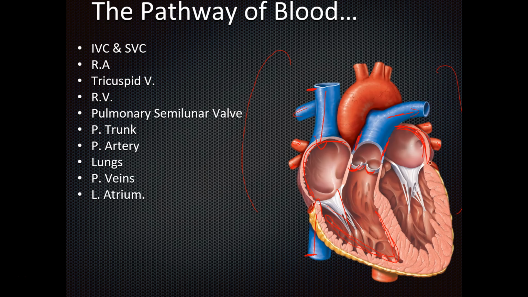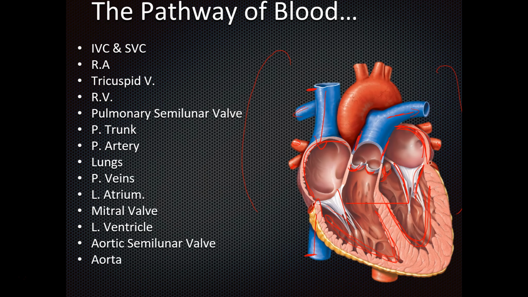From the left atrium, we're going to pass through the mitral valve, right here. From the mitral valve, we end up in the left ventricle. From the left ventricle, we pass through the aortic semilunar valve. And from there, we end up in the aorta, which is the main artery that goes to the rest of the body. Okay?